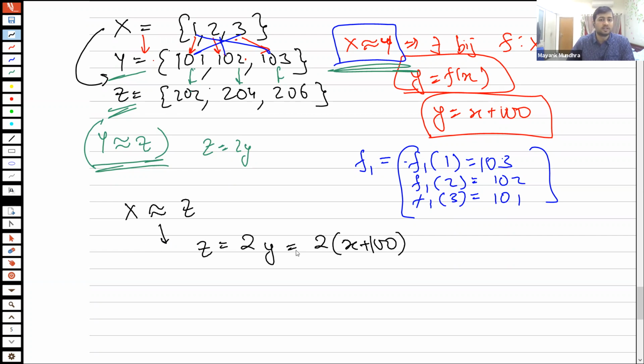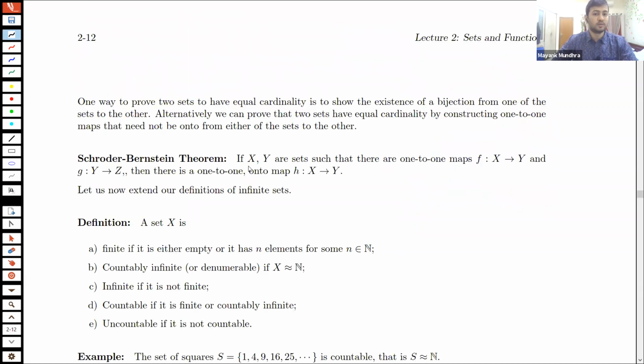So this is just z equals g of f of x, right? So that is your composition function going from one thing to the other. So you can construct a one-to-one onto map going from x to z. So this going from x to z is a completely plausible one-to-one onto map.